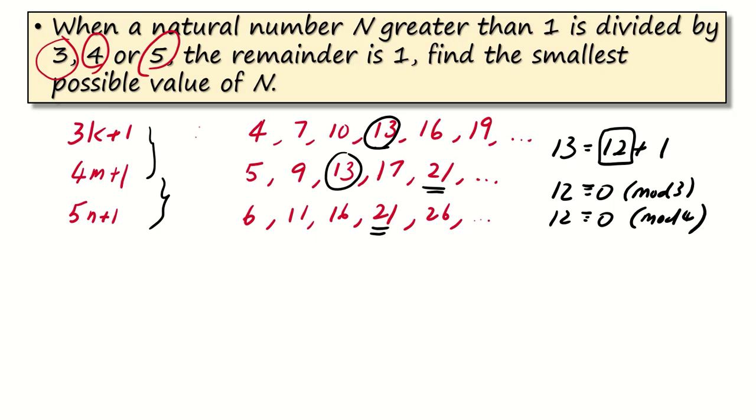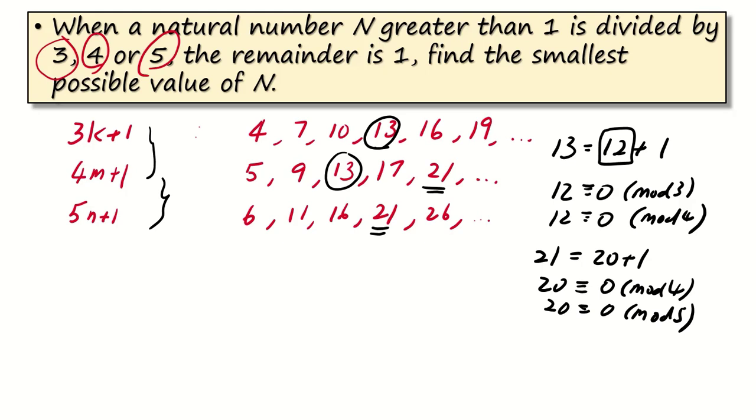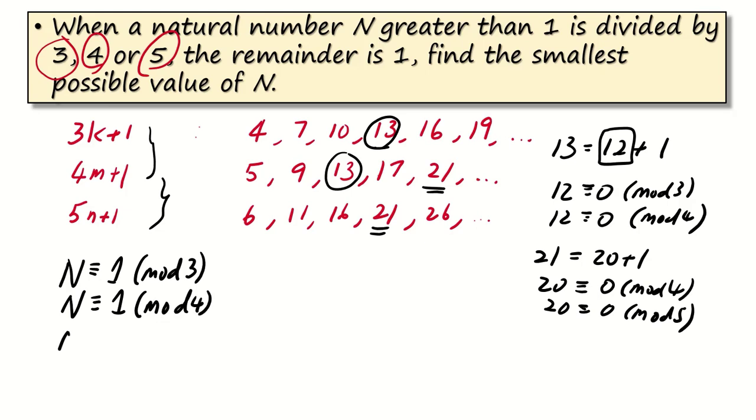Likewise, for the second and third conditions, the common value is 21, and 21 is equal to 20 plus 1, where 20 is congruent to 0 mod 4 and also congruent to 0 mod 5. So it suggests that if we want n to satisfy all these conditions, mathematically we write n congruent to 1 mod 3, n congruent to 1 mod 4, and finally n congruent to 1 mod 5.